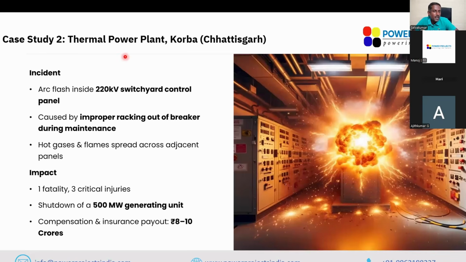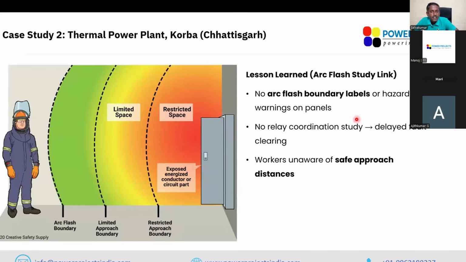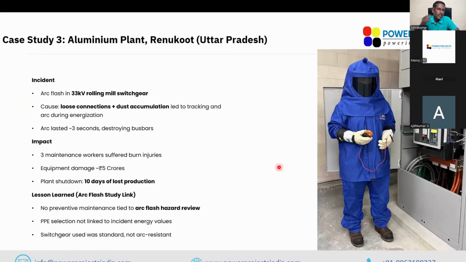Incident 2 was a thermal power plant, 220 kV switchgear and control relay panel. Most of the time, the racking in and racking out of the breaker results in incidents. This one caused one fatality, three critical injuries, and shutdown of an entire 500 megawatt generating unit, with a loss of about 8 to 10 crores. Lessons learned: there were no arc flash boundary labels, no relay coordination study was done, and workers were not aware of the approach boundaries. There was a similar incident at an aluminum plant.